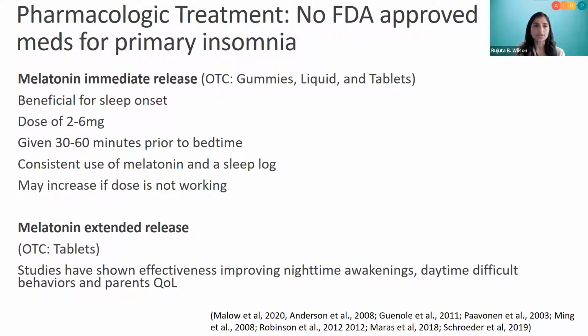We usually start with a dose of about 2 to 6 milligrams. In a younger individual, or in general when first starting, I usually start around 2 to 3 milligrams. It's important that it's given 30 to 60 minutes prior to bedtime. As I mentioned in the slide before, looking at that circadian rhythm, melatonin is produced when it starts getting dark, right? So to really augment that endogenous melatonin, we want to use exogenous melatonin around that same time.